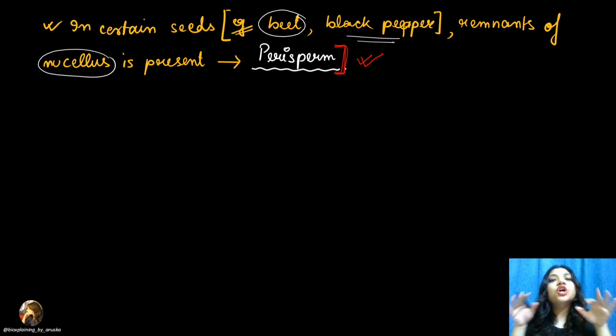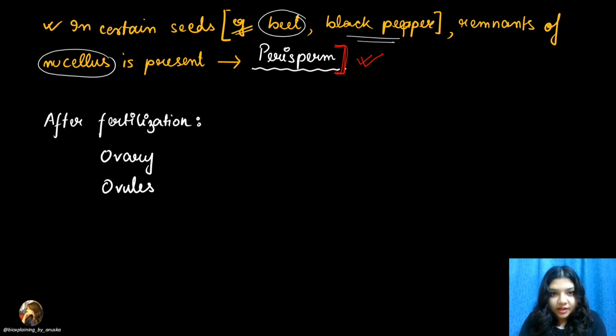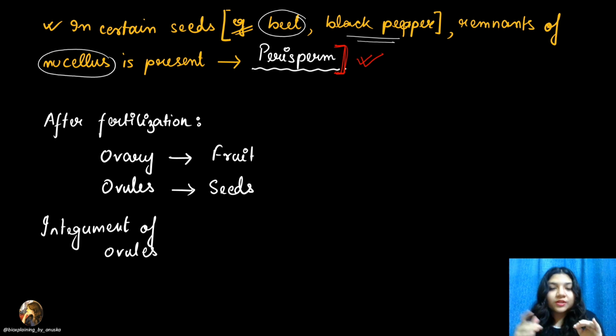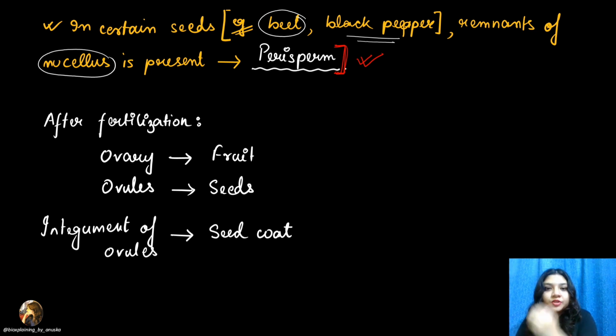Clear? So what have we seen till now? After fertilization, what will the ovary and ovules change into? The ovary becomes the fruit, and the ovules become the seeds. So we can say the fruit is the fertilized ovary, the seed is the fertilized ovule, right? Seeds are the fertilized ovules. And the integuments of the ovules, meaning the outer covering of the ovules, what will they change into? They will change into the seed coat. If the ovule becomes the seed, the covering of the ovule becomes the covering of the seed.